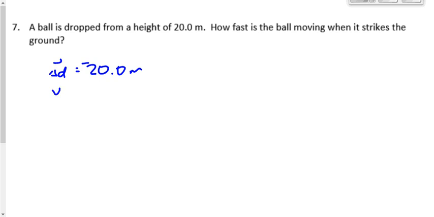Well, what's VI, Xander? Good. It's dropped. If it was thrown, VI wouldn't be 0. What's VF? VF is what we're looking for, right? Isn't it 0? How fast is it moving when it strikes the ground? 0. Doesn't it stop when it strikes the ground? Deal with that in a second here.